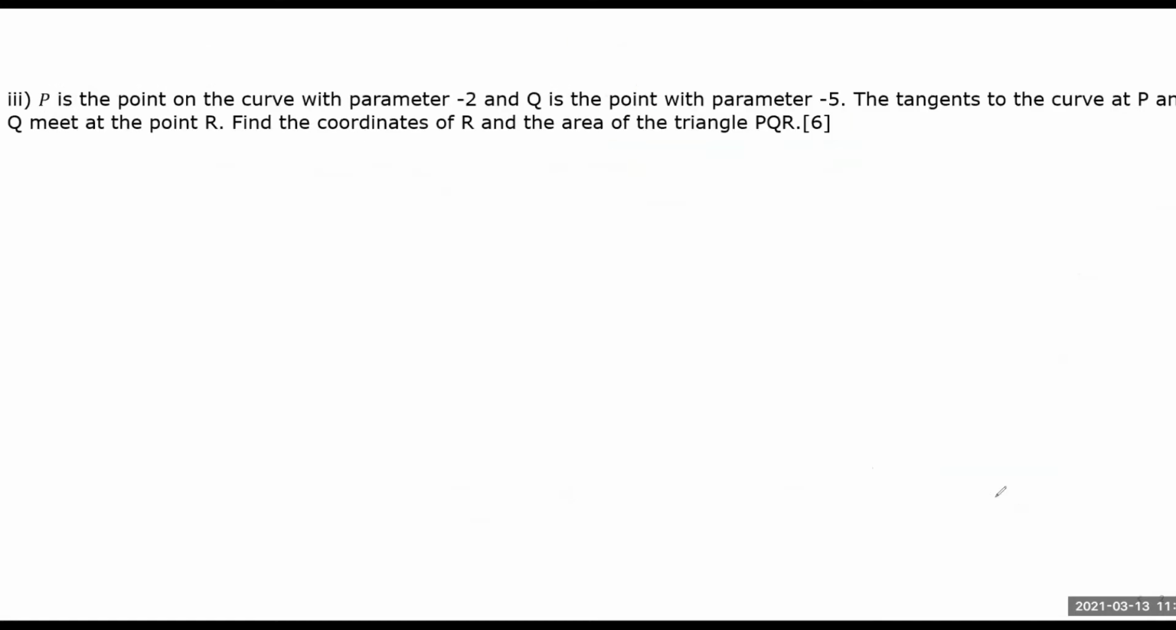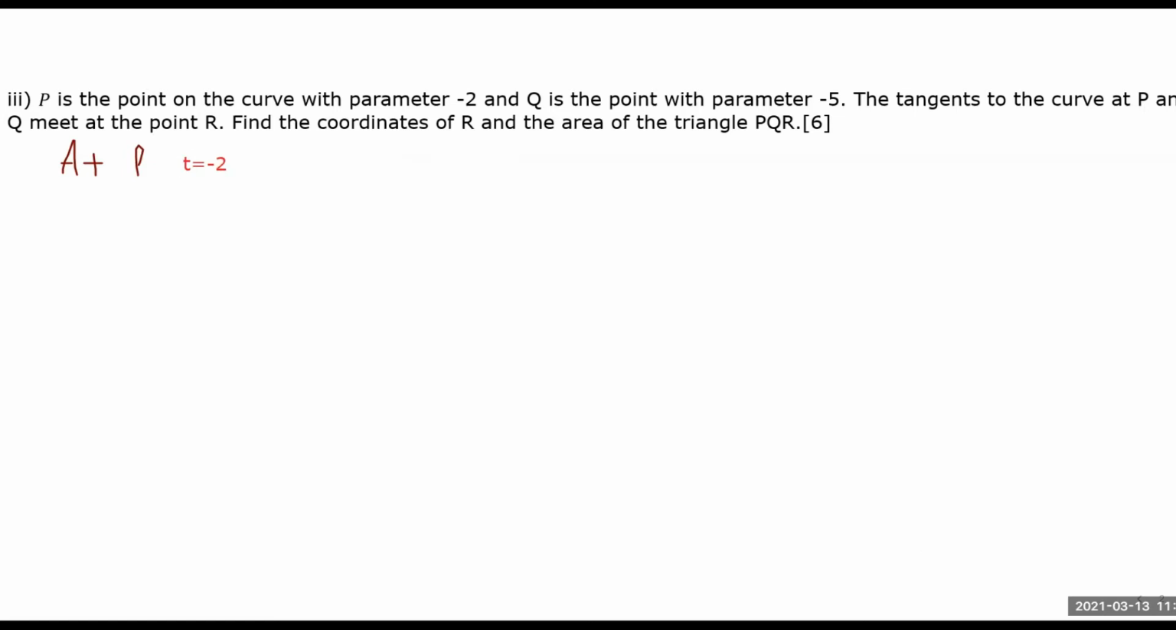Next question says, P is the point on the curve with parameter -2, and Q is the point with parameter -5. The tangents to the curve at P and Q meet at R. Find the coordinates of R and the area of the triangle PQR. Now, P is the point on the curve with parameter -2. So let's find the point P. At P, we know that t is equal to -2.